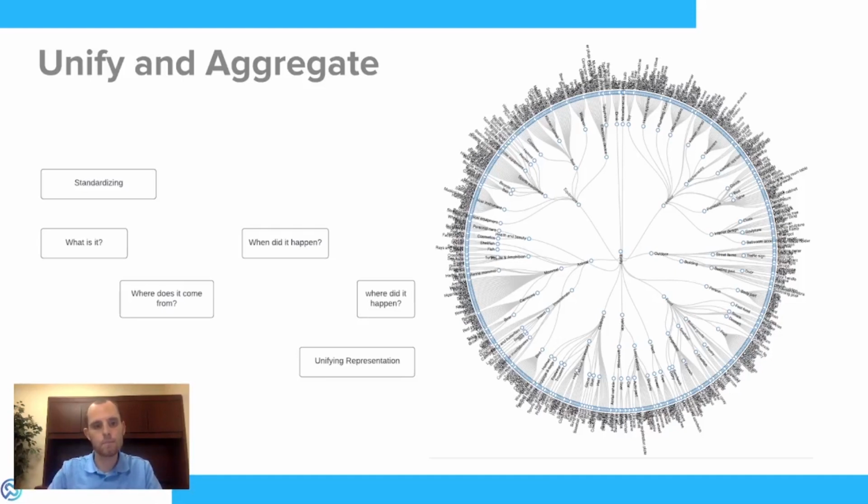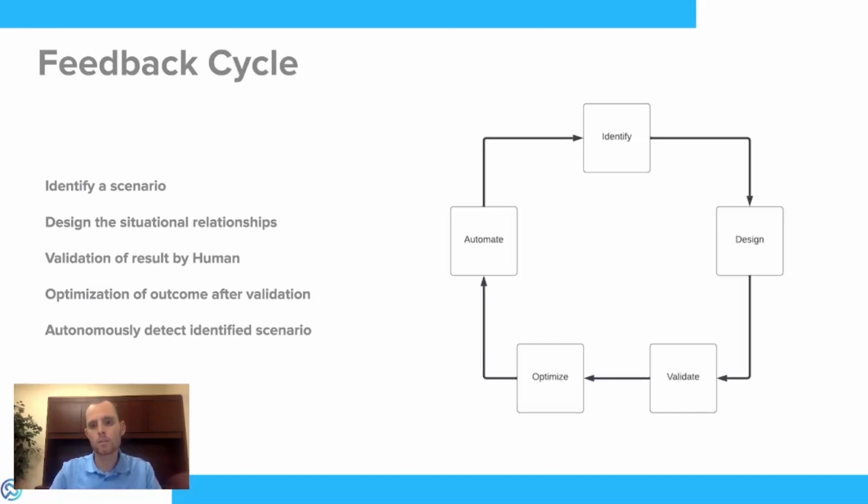Now, as events are occurring in a manufacturing process, we're always identifying what a scenario is, what the situation is, what the performance is, and we're designing situational relationships and scenarios that would better enhance or would better drive outcomes within the manufacturing process. Then we validate the results of that design, and usually that's done with human intervention.